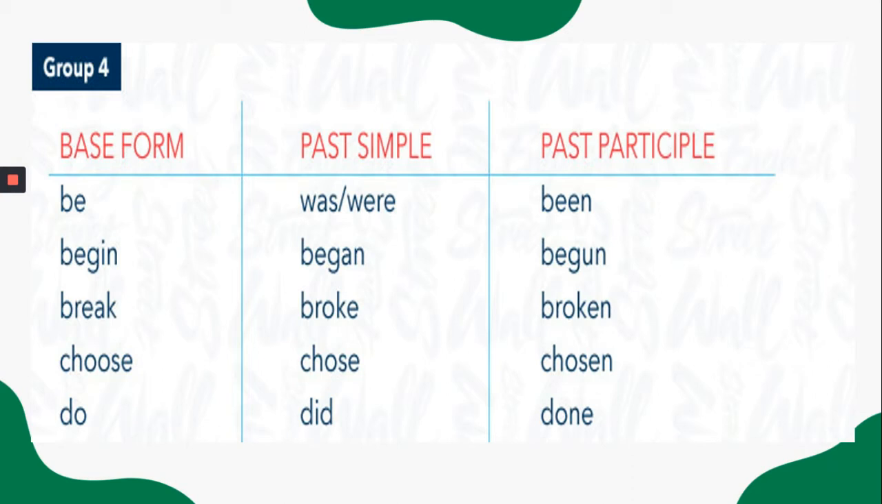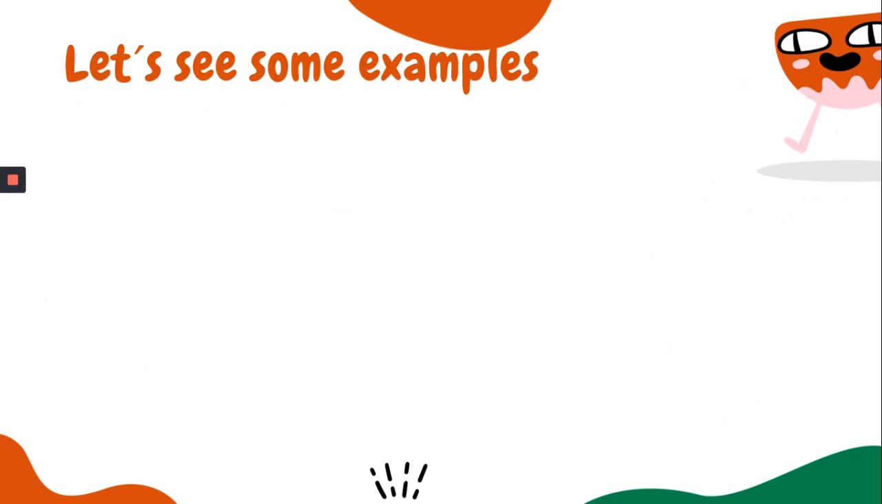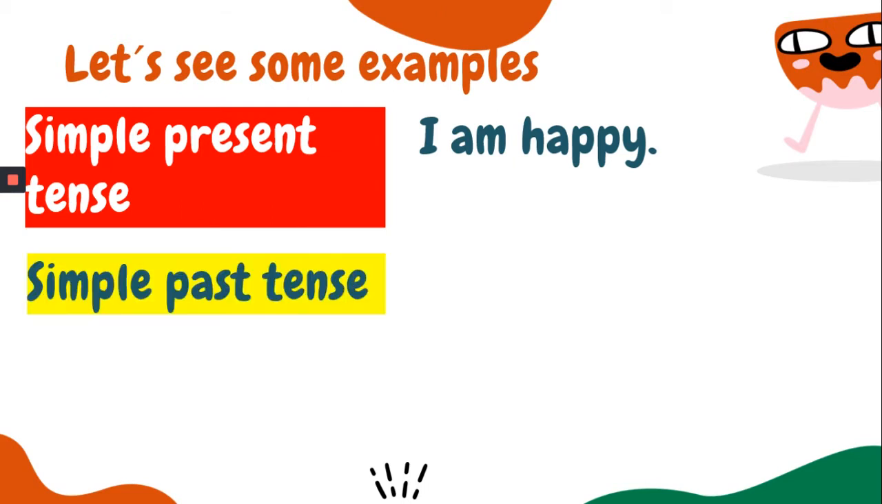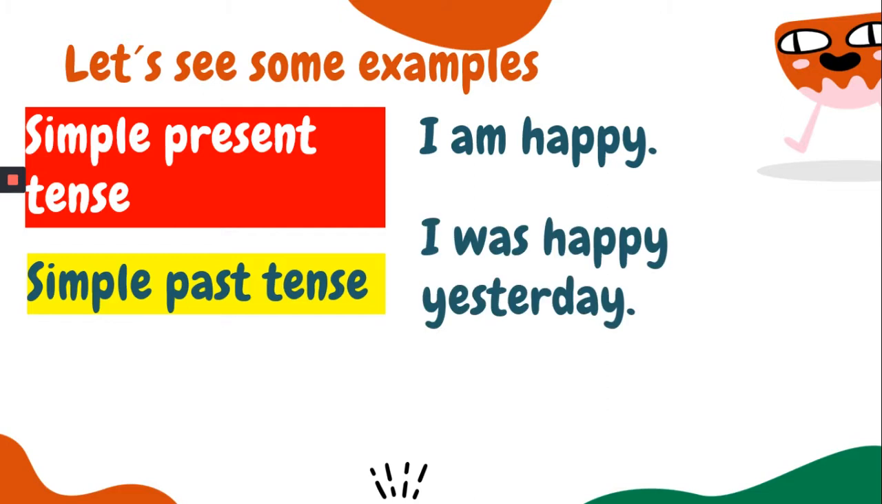Let's take a look at some of the examples. For the simple present tense, I can say I am happy, for the verb to be. Then for the simple past tense, I can say I was happy yesterday. Again, it's not necessary to emphasize yesterday because you're saying "I was," and obviously you can imply that was done sometime in the past. It is better if you emphasize it, but you don't have to.